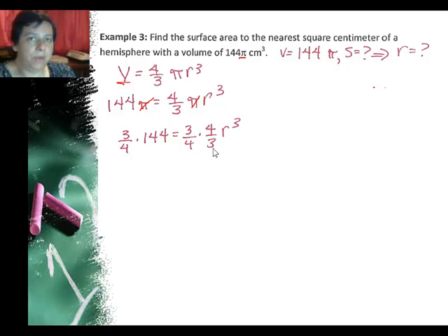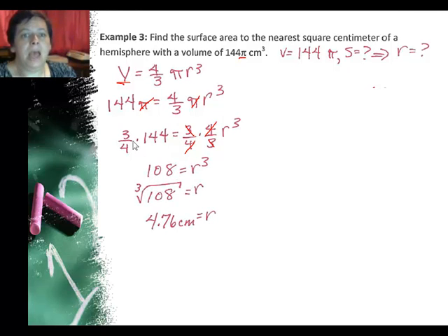One way I can get rid of the 4/3 is by multiplying by the reciprocal, because the 3's and the 3's cancel there, and the 4 and the 4. That all simplifies to 1. So on this side, I just have r cubed equals this value right here. I went ahead and used my calculator, and I found 108 is equal to r cubed.